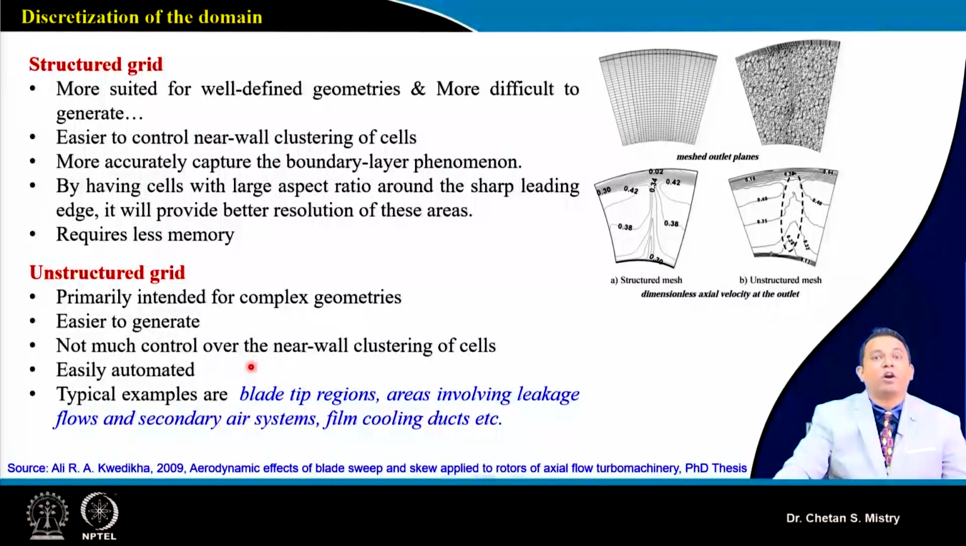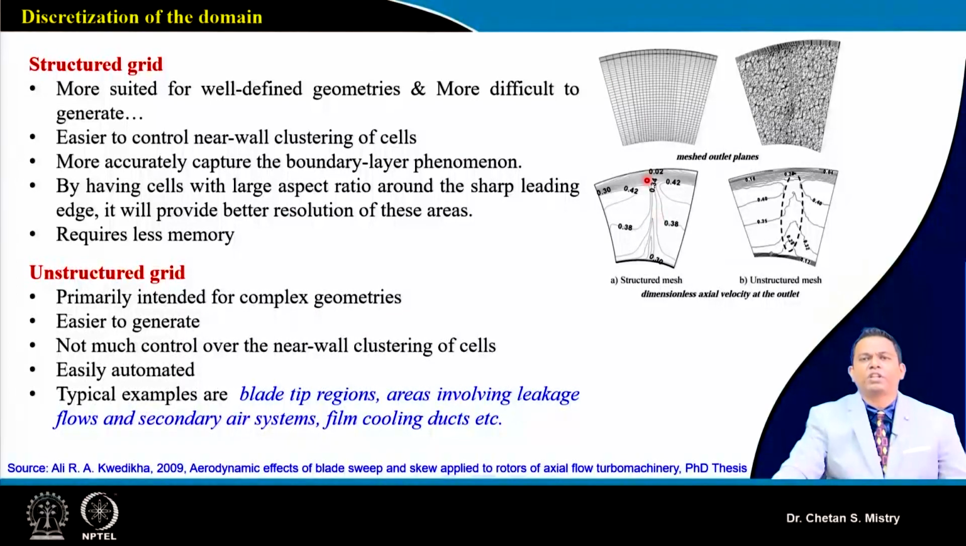It is easily automated. Typical flows are near the blade tip region, areas involving leakage flow or the secondary air system, film cooling, casing treatment, all those kinds of configurations where it is a little difficult to do meshing with a small dimension. Under that configuration, we go with unstructured mesh.